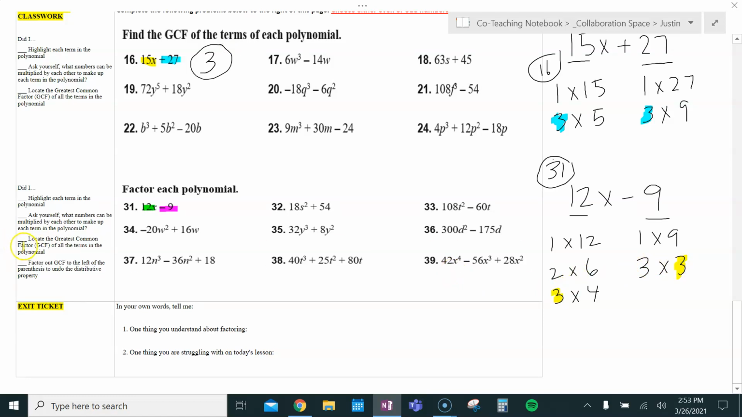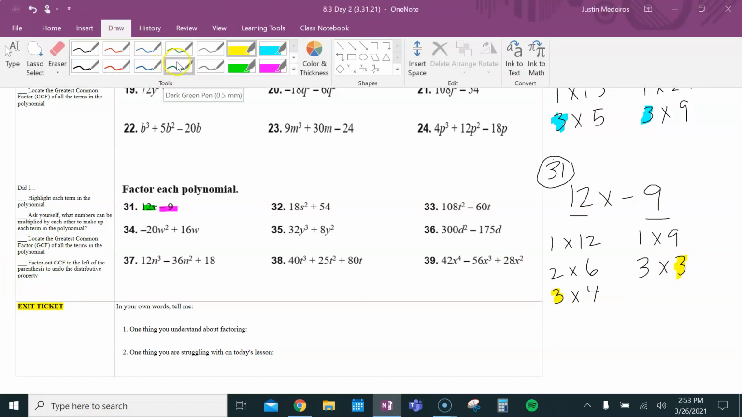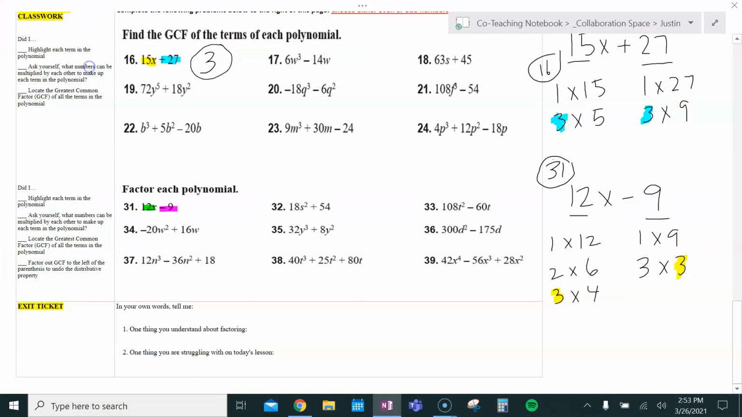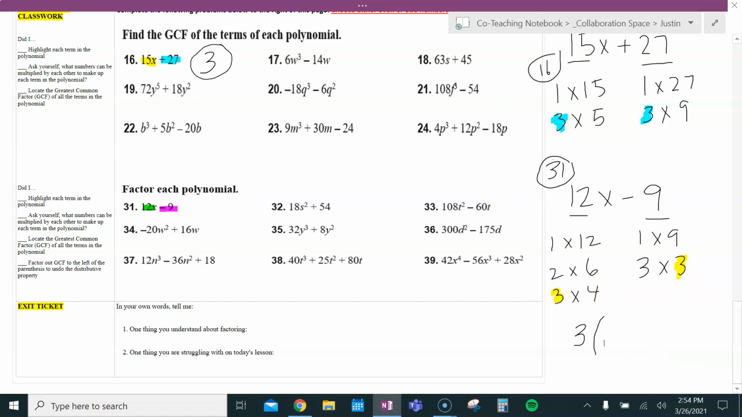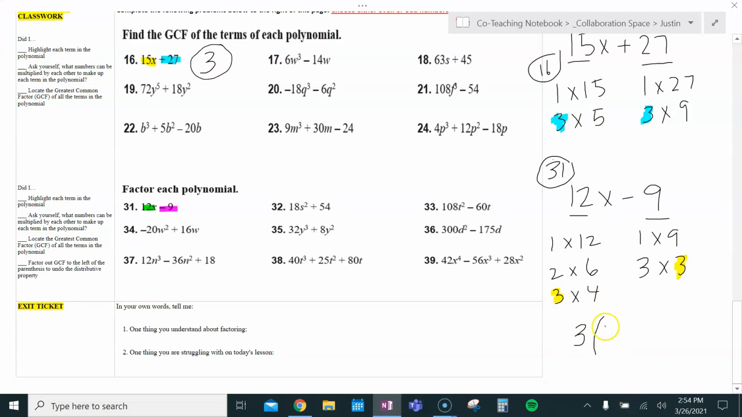So what we're going to do now is factor out our greatest common factor, which is our 3. And we're going to undo the distributive property. So in order to do that, we factor out the 3 outside the parentheses. And now we have to figure out what times 3 is going to give us 12x. Well, we said earlier that 3 times 4 is going to give us 12. So we're going to multiply 3 times the 4 inside the parentheses.